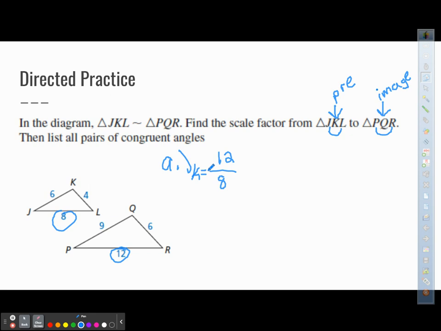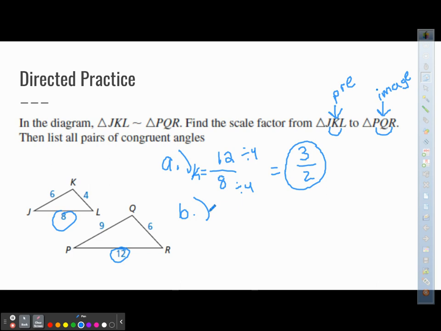Alexis R, what can I divide both 12 and 8 by? 3. I can't divide 8 by 3. 4. Okay, what's 12 divided by 4? 3. And then what's 8 divided by 4? 2. So my scale factor is 3 over 2. Easy peasy. And then part B says list all pairs of congruent angles.